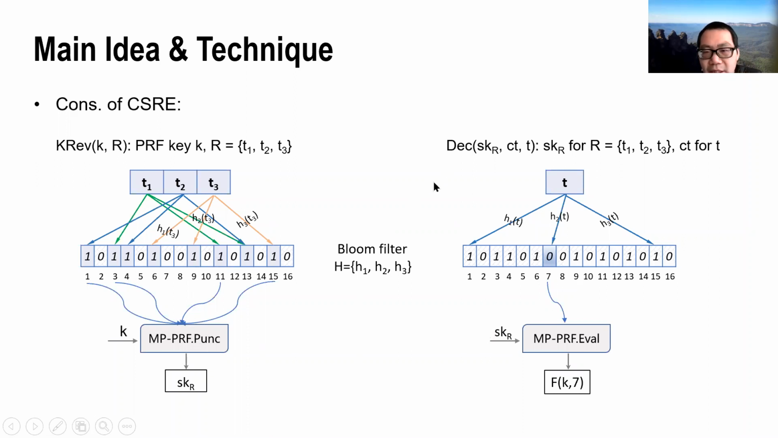For the decryption algorithm, we want to decrypt the self-test generated on tag T. We first check if tag T belongs to the revocation list R. In particular, we will compute the hash values corresponding to the hash functions at point T.